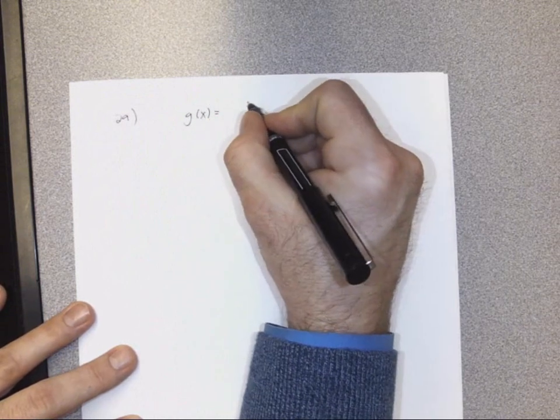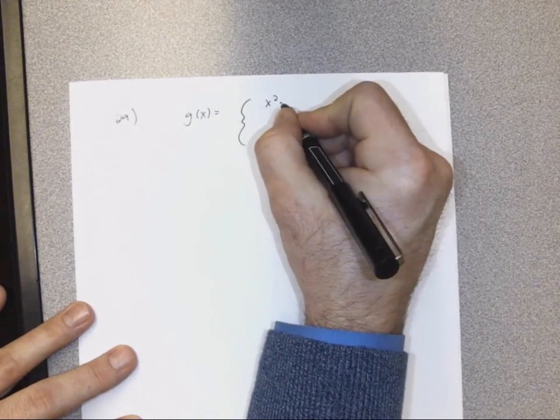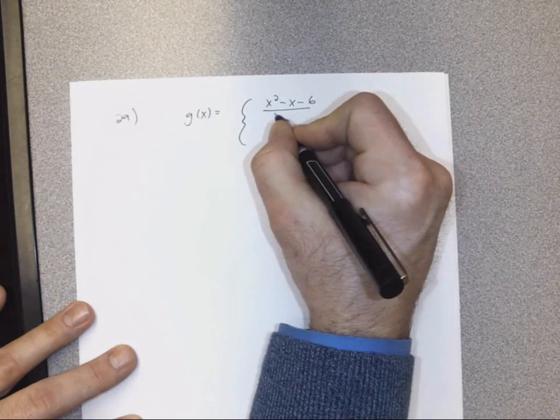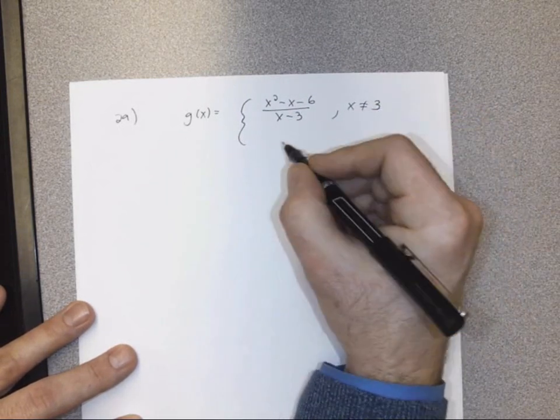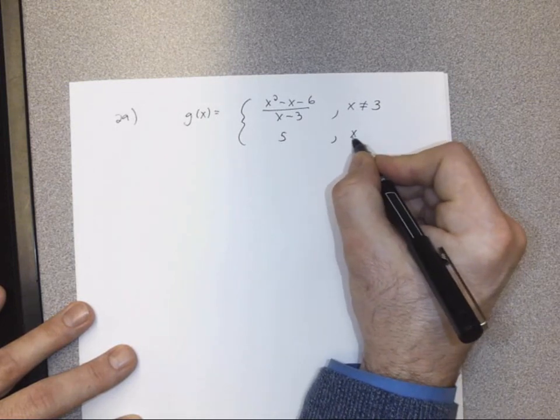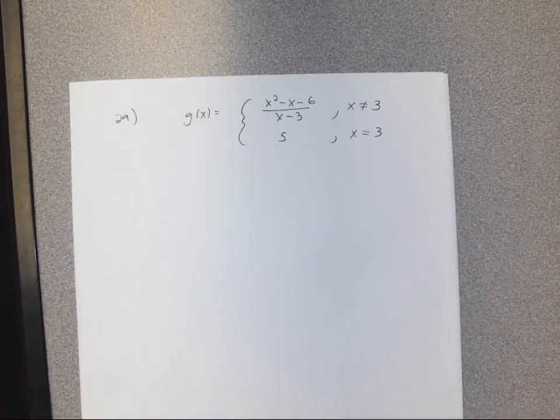G of x is equal to x squared minus x minus 6 all over x minus 3 when x is not allowed to be 3, and it's equal to 5 when x is equal to 3. How would I determine if that function is continuous?